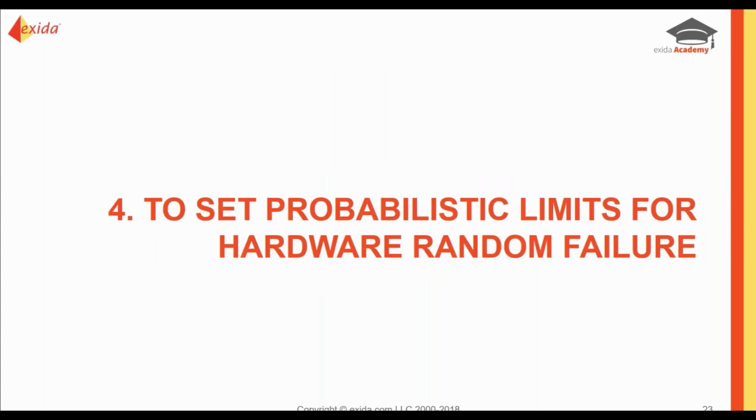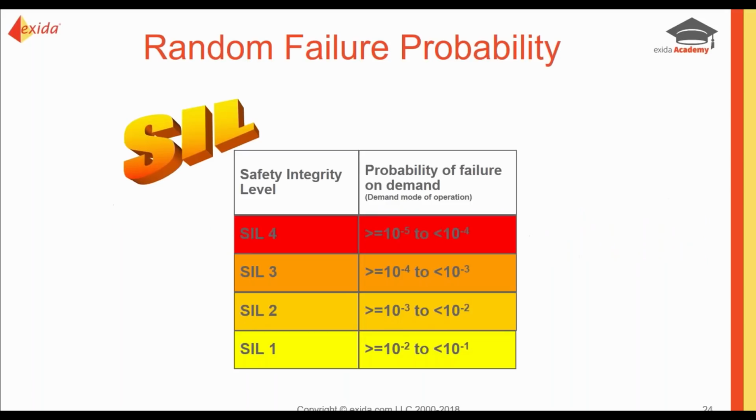Finally, the fourth way to use your SIL, and one of the most important ways, is probabilistic limits for your hardware random failures. Well, what exactly is that? That's a mouthful. That means your PFD average, your random failure probability. What are the chances that if a demand on your system is going to occur, it's going to be a dangerous demand? This is going to be based on an equation that can be simplified, or can have up to 10 different variables in it.